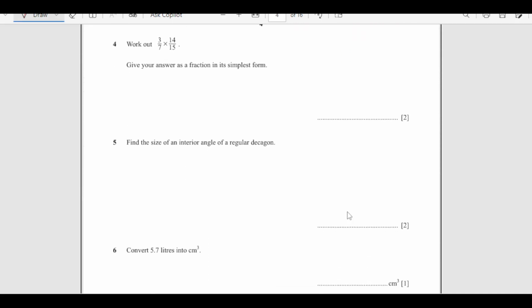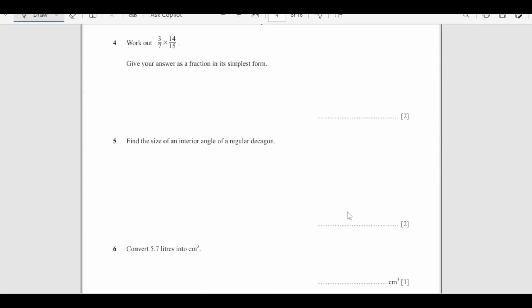Now number 4, work out 3 over 7 times 14 over 15. Give your answer as a fraction in its simplest form. So 3 over 7 times 14 over 15. So we can simplify as much as we can.